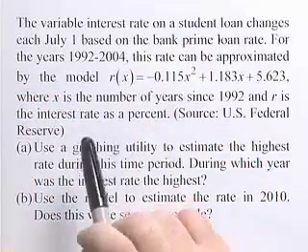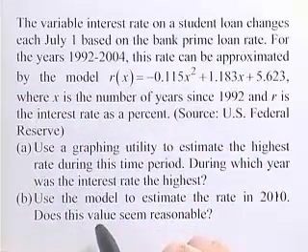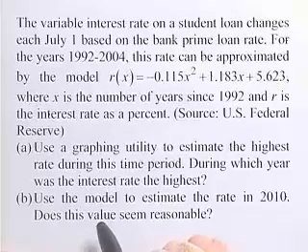Here we're going to look at a word problem that involves interest rates. We're going to use our graphing calculator to solve this problem. The variable interest rate on the student loan changes each July 1st based on the bank prime loan rate.